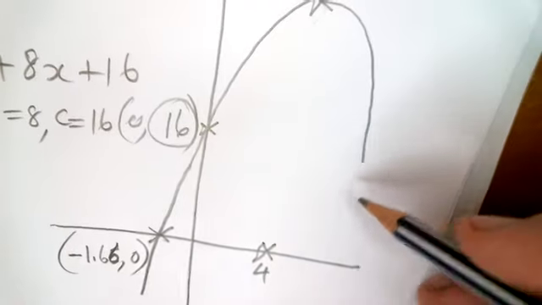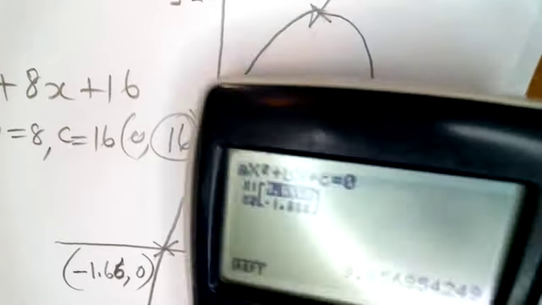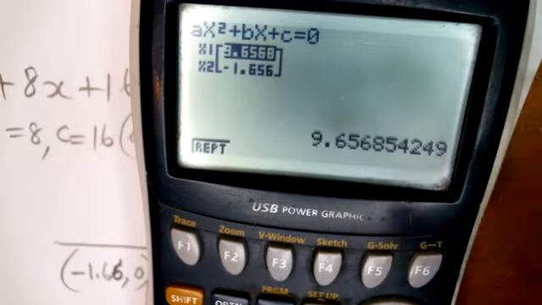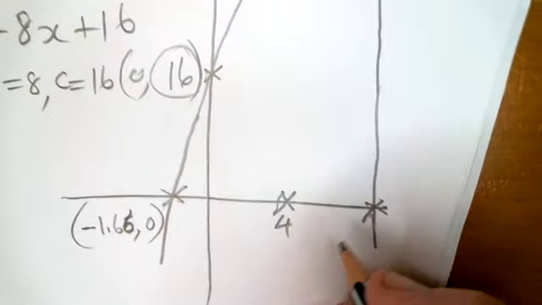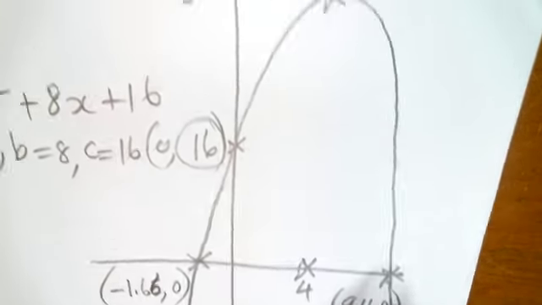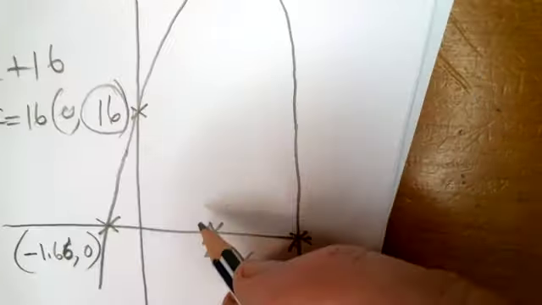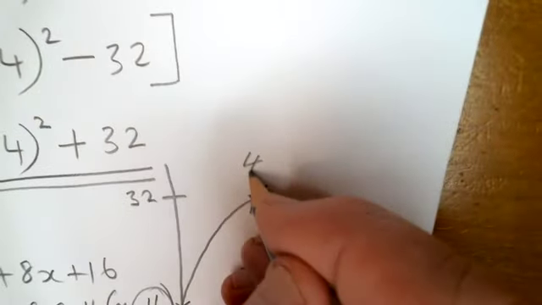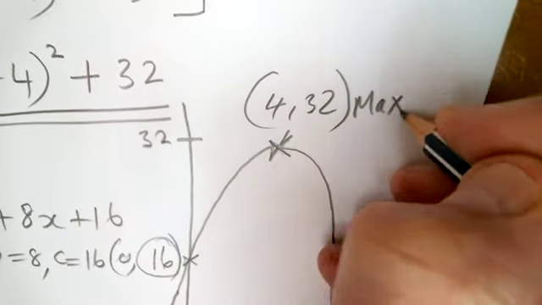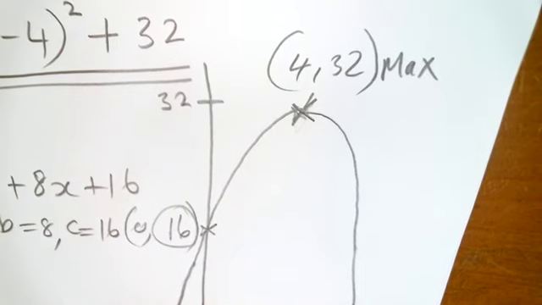And on the other side over here, it's going to keep heading downwards. It's going to cross here, and the point there is 9.66, 0. And there are my two x-intercepts. Here's my y-intercept. And the vertex is going to be 4 along, 32 up. So (4, 32) is my vertex. And this is a maximum, not a minimum. It reaches the maximum possible value for y at that point.